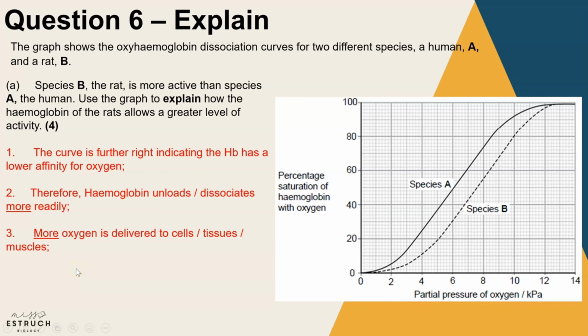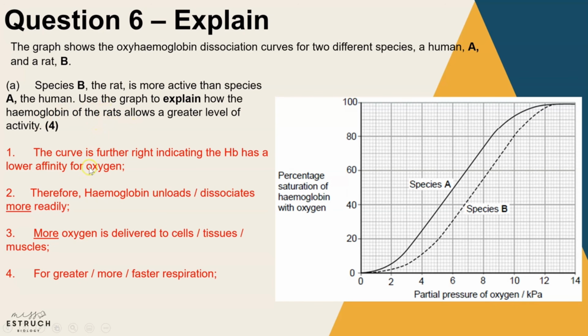So the reason that's an advantage is more oxygen, and again you have to say "more", because oxygen is being delivered to the cells for humans as well. So more oxygen is delivered to the cells, or you could say tissues, muscles for the rats, the species B. And that then links back to what they've said in the question. The rat is more active. Explain how the hemoglobin allows it to be more active.